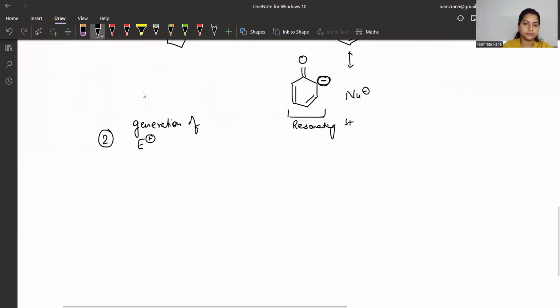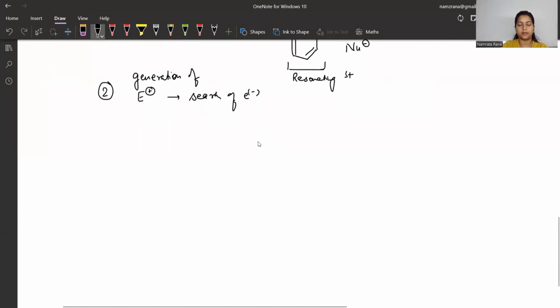What is an electrophile? It is actually in search of electrons. Any species which is in search of electrons is known as an electrophile. Now, as you can see, you were given this. What is it? This is actually chloroform, right?